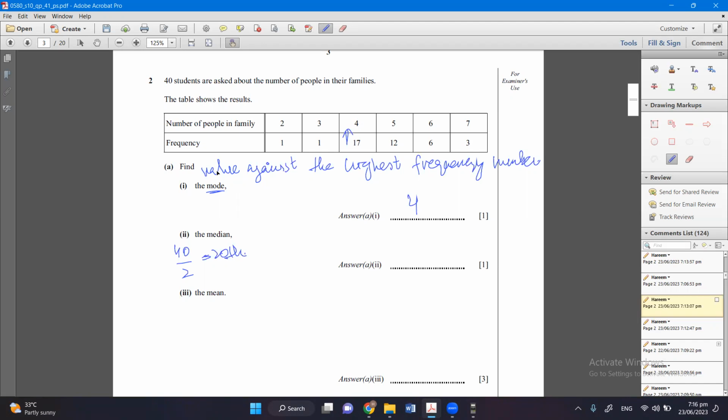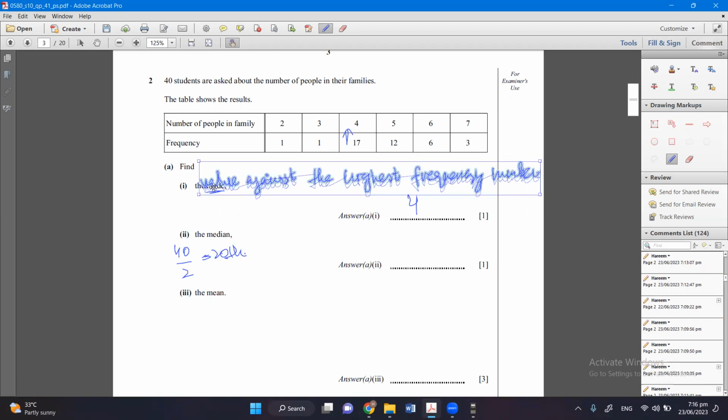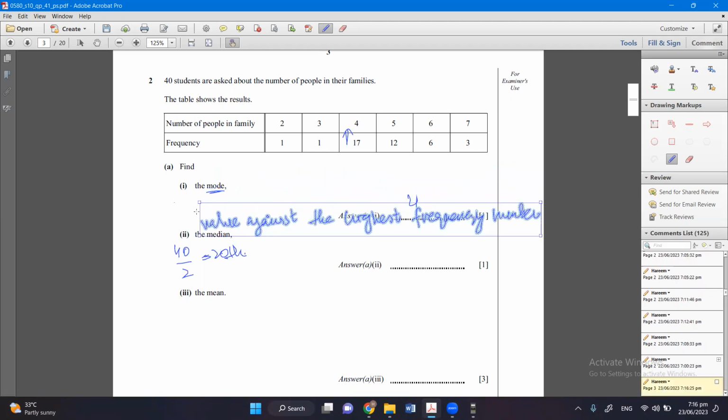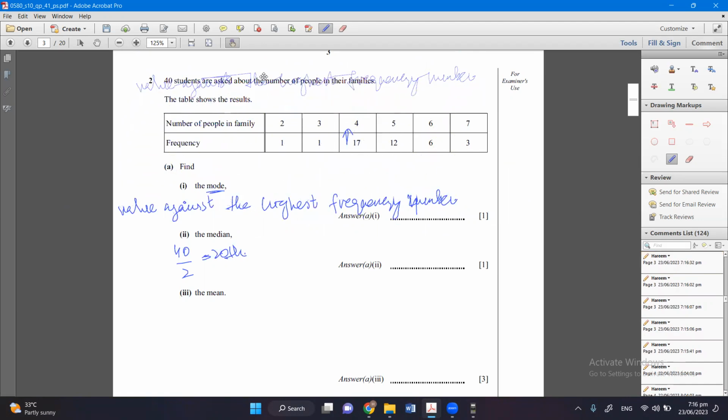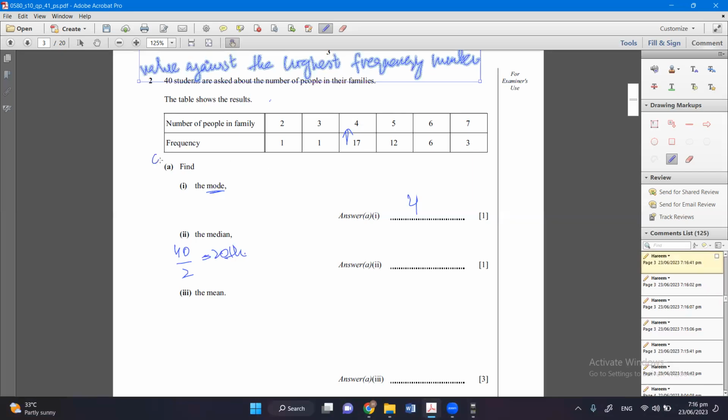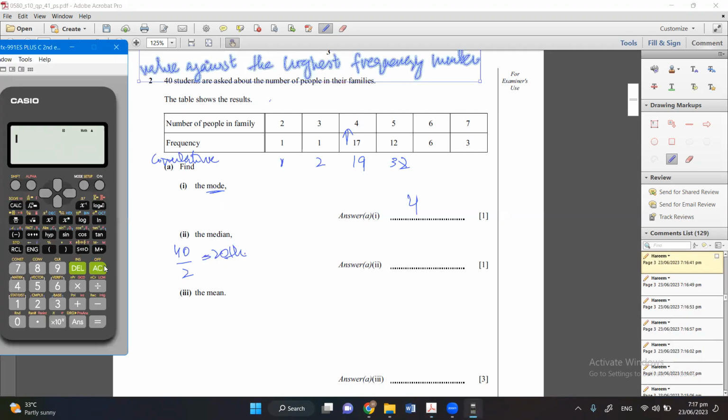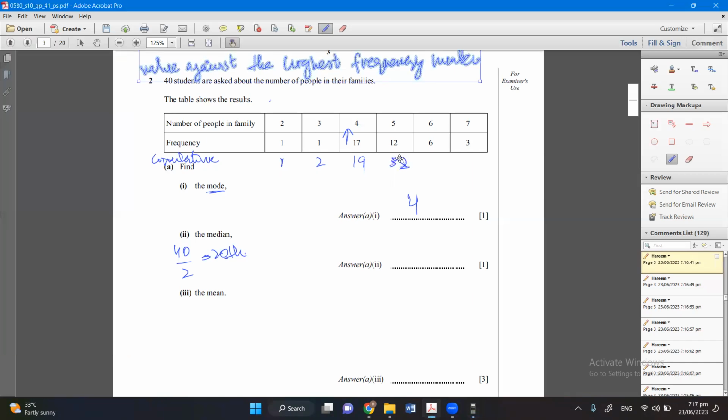If I bring this whole thing a little lower, it would be better. So about cumulative frequency: 1 plus 1 is 2, and then 17 plus 2 is 19. Then 19 plus 12 equals 31. Sorry, my bad. It's 31.